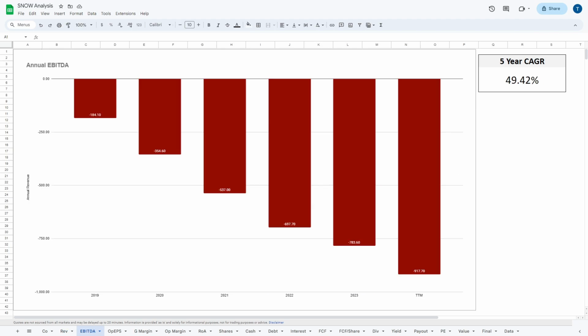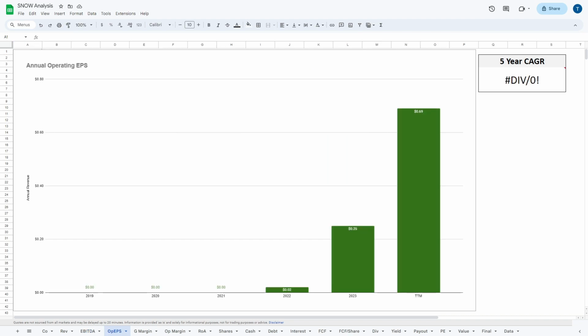EBITDA is much uglier and has continued to be more and more negative over time. This is typical with growth companies in their major growth phase, so this isn't exactly a red flag, but it is something to be aware of, that the company is not earning money on a GAAP basis. Their operating earnings have looked exceptional, though, going from negative to 69 cents per share in the trailing 12 months.